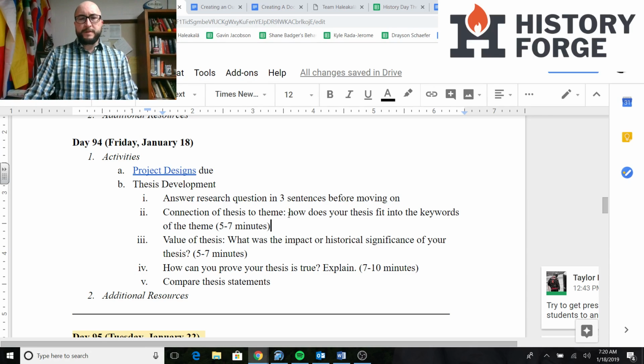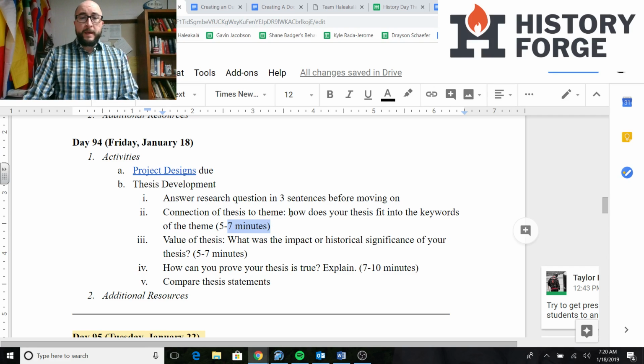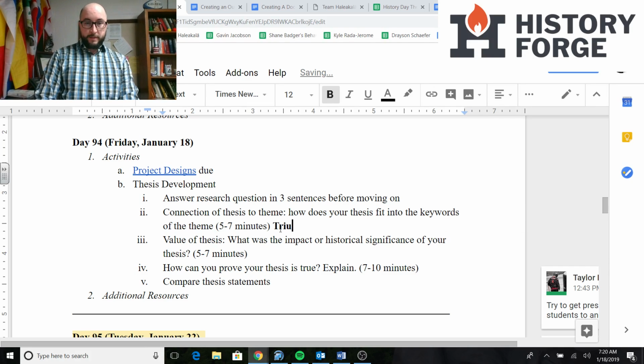Here it says connection of thesis to theme. This is the next step, so again, make sure you pause this video, get the thesis done first, and then go to this next step. So, answer this question: how does your thesis fit into the keywords of the theme? So this thing right here, it should take you 5 to 7 minutes. I want you to think of the theme, I'll write right here too, triumph and tragedy.